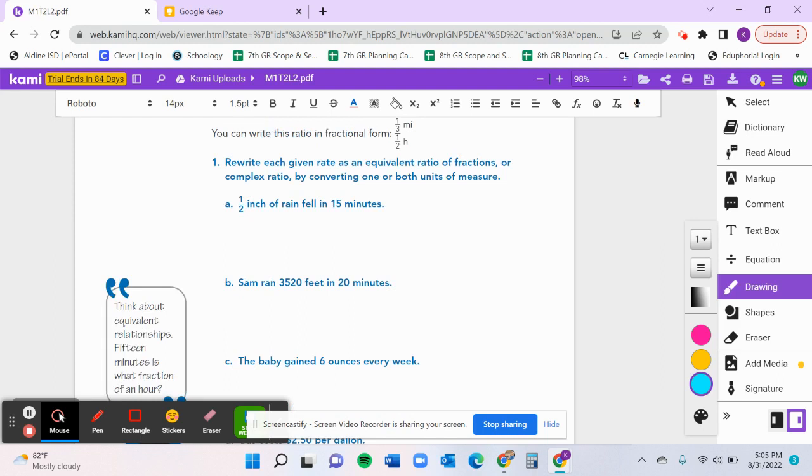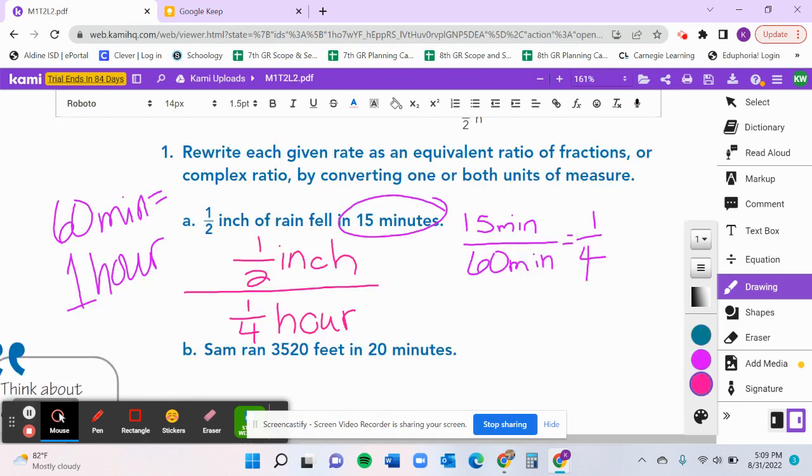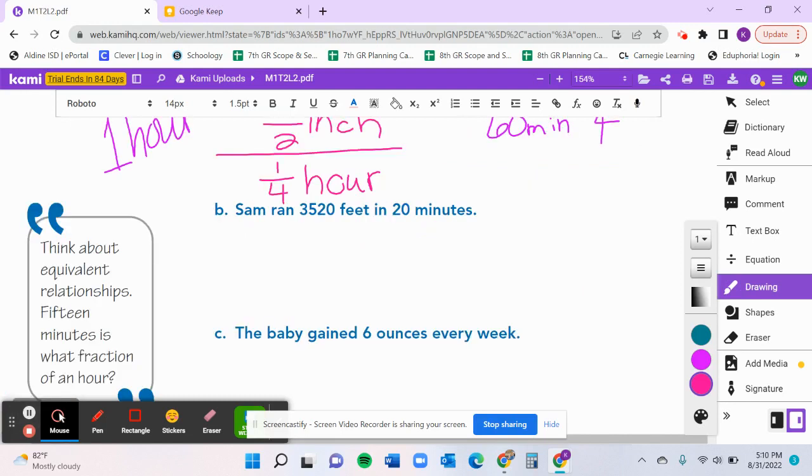Let's now review our answers. In purple, we know that 60 minutes is equal to 1 hour. So 15 minutes out of 60 minutes would give you 1/4. So we can say 1/2 inch of rain fell in 1/4 of an hour.